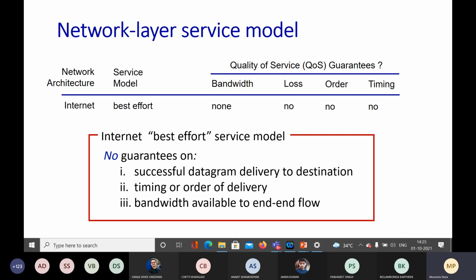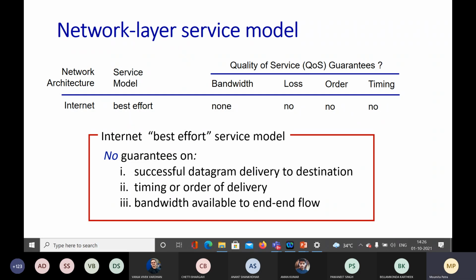But the internet uses the best effort service model. So why is that so? All right. As you can see, it has simply been given that there's no guarantee on successful datagram delivery to the destination, no timing or order of delivery guarantee, and no guarantee on the bandwidth that would be available to the end-to-end flow.